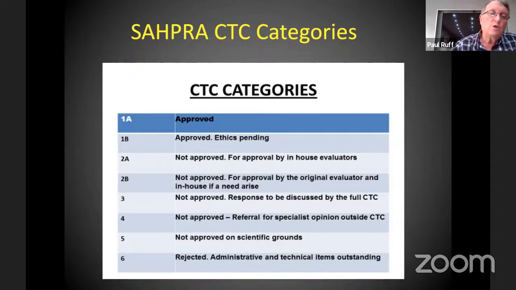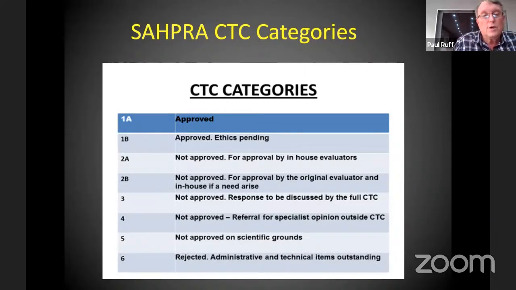Category 4 is unusual. It only occurs if there's a study where expertise doesn't exist in the committee. Occasionally you get a study where there's nobody in the committee who actually understands the subject. We have enough people, and it's rare, but every now and then we need to get an outside opinion from an expert in a field, and that would give it a category 4. Not common, but it may happen occasionally.